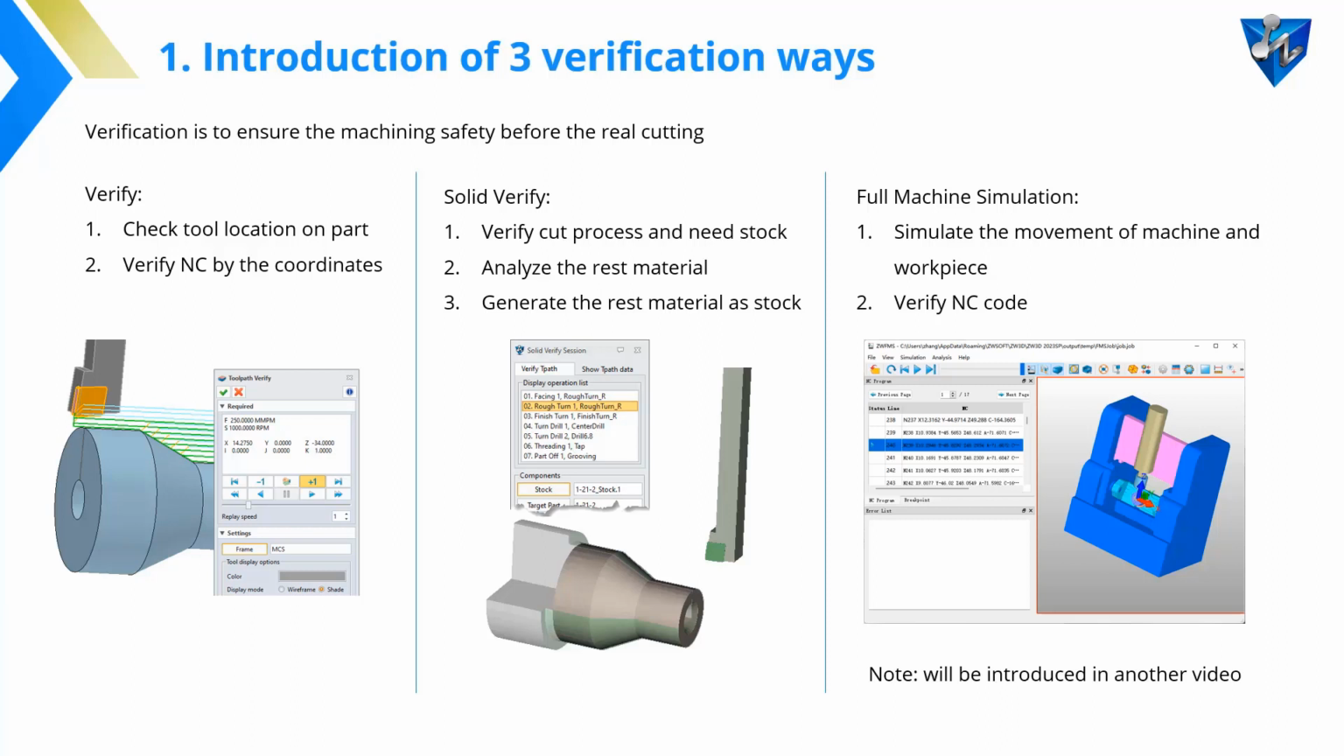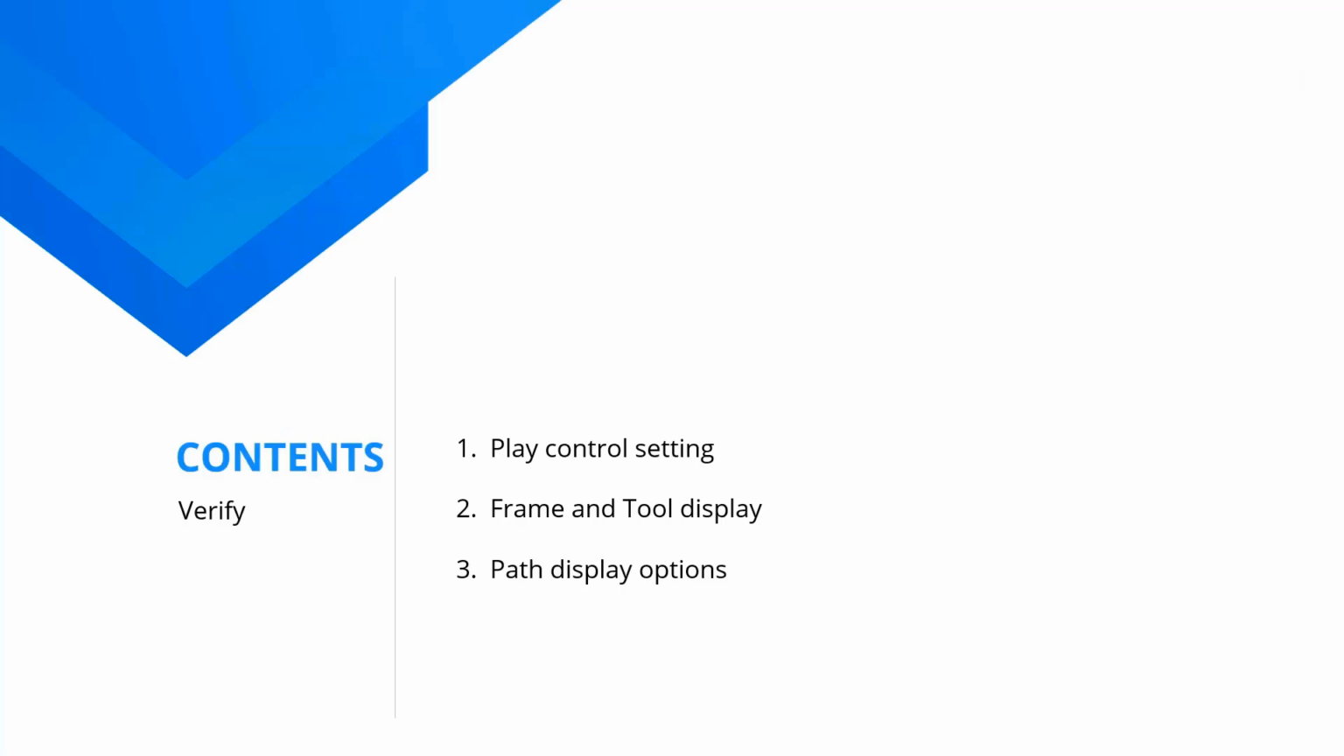But for complicated cases, especially for more than 3 axes, like 5 axis, it is better to do the full machine simulation. We build the machine structure and simulate the movement of the machine and workpiece to check whether there is any safety risk. Full machine simulation is used for verifying the NC code. In this video, we will just introduce the first 2 ways, and the full machine simulation will be introduced in another video. Let's check the verify first.